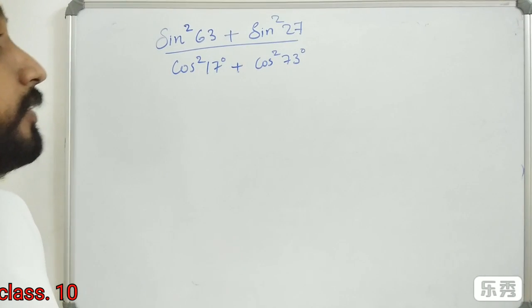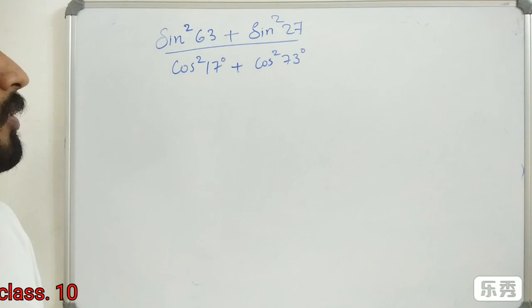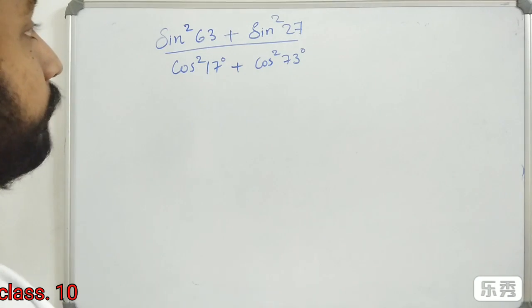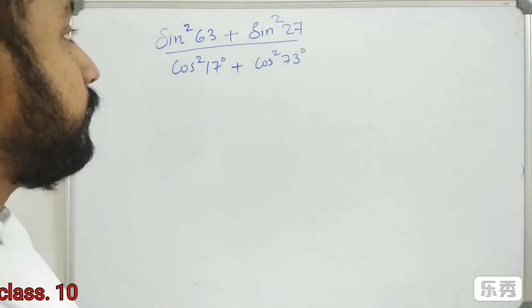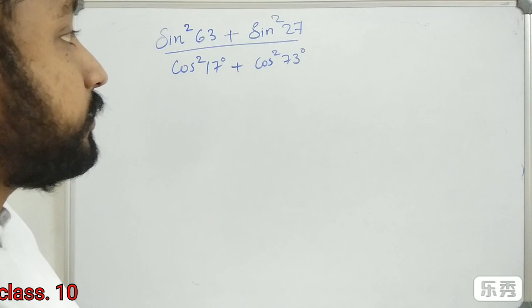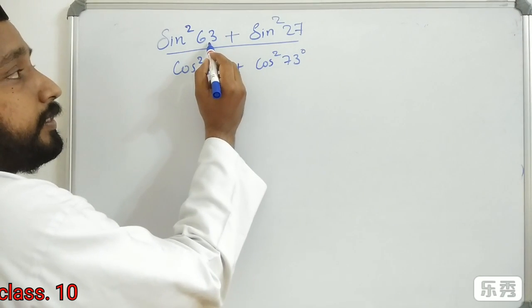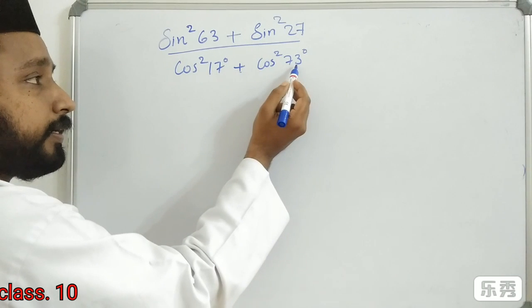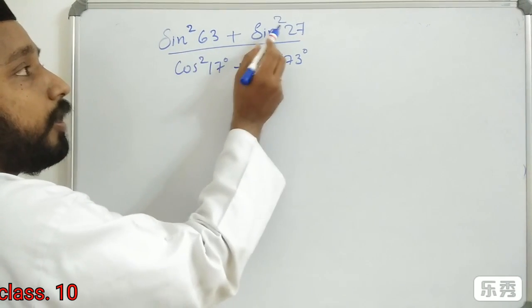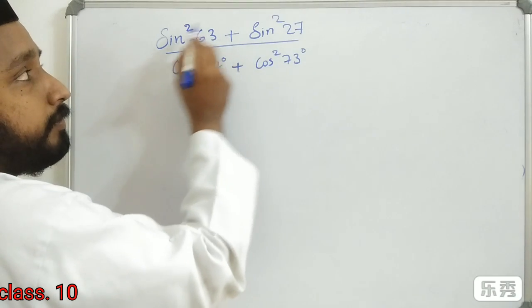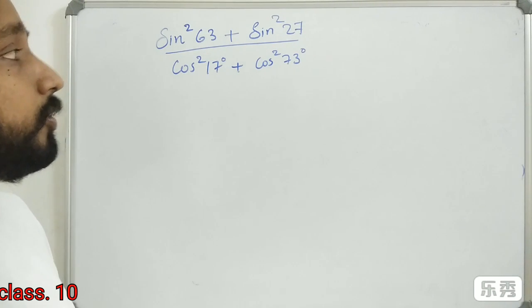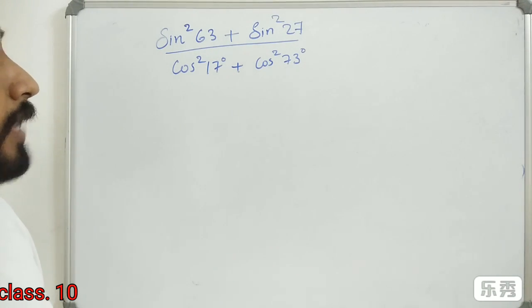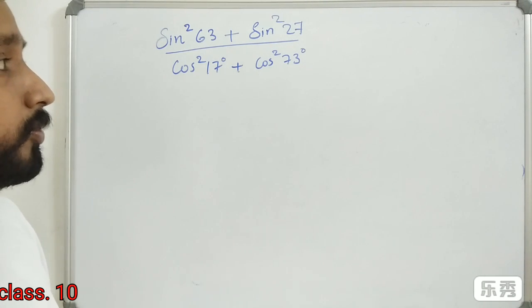Evaluate sin square 63 plus sin square 27 by cos square 17 plus cos square 73. So we have to simplify this. Here the angles are 63, 27, 17, 73. Here also square. So we can easily identify that we can use an identity. Here square is there, so we have to use an identity in relation with sine or cos.